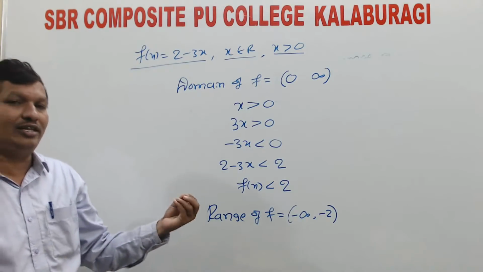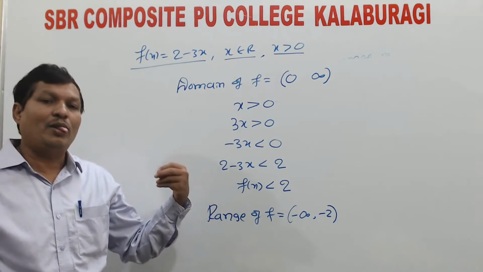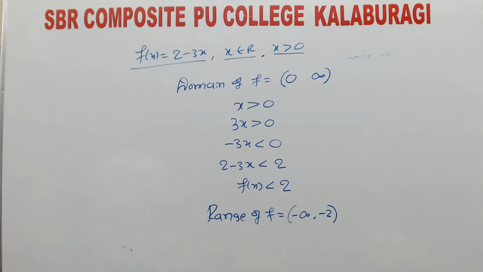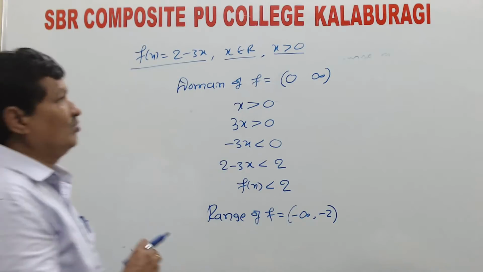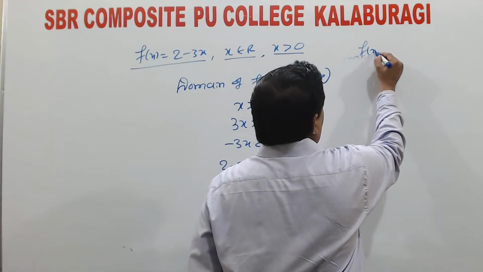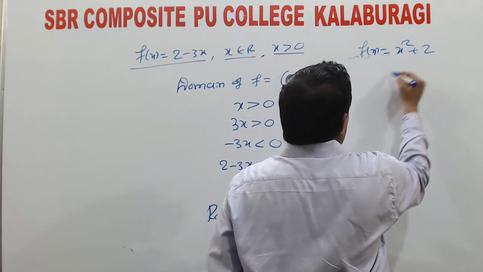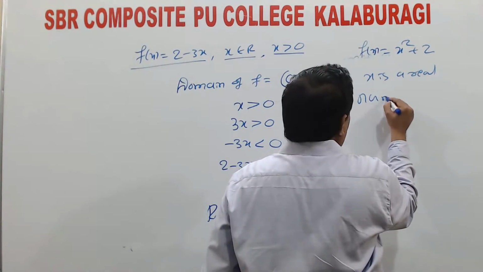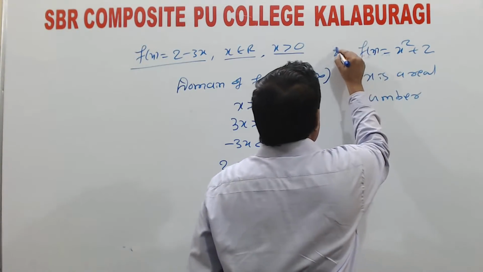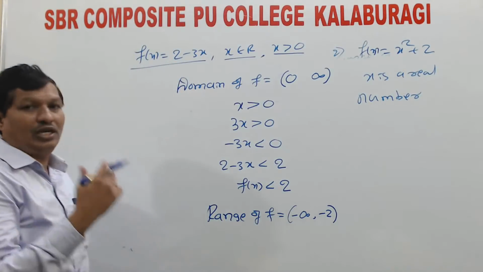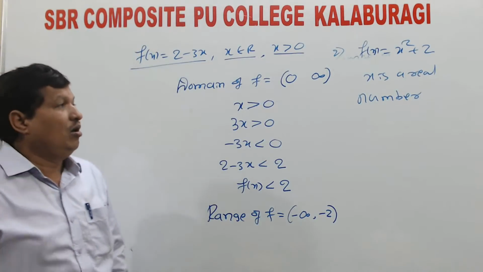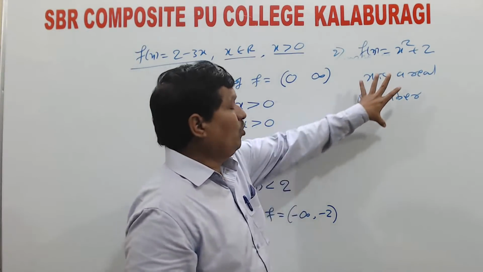One more example. If you write some questions in your journal, you can get some idea how to find domain and range. One more question: f of x equal to x square plus 2, x is a real number. This is the third one; we already wrote 2 questions. These are all textbook examples. What are the domain and range?